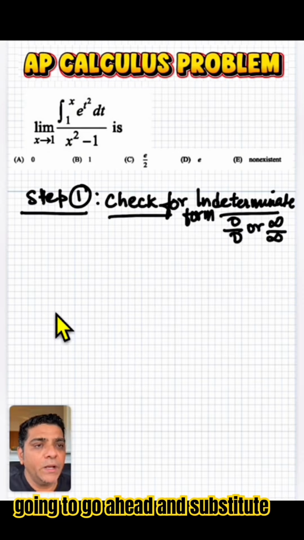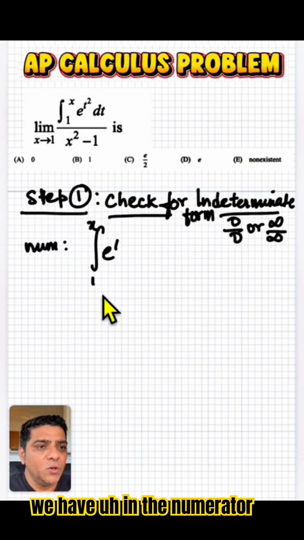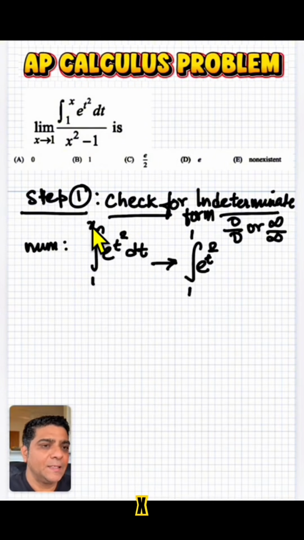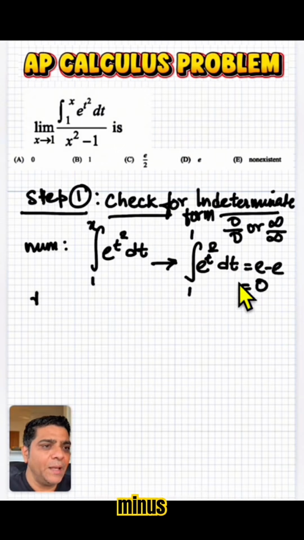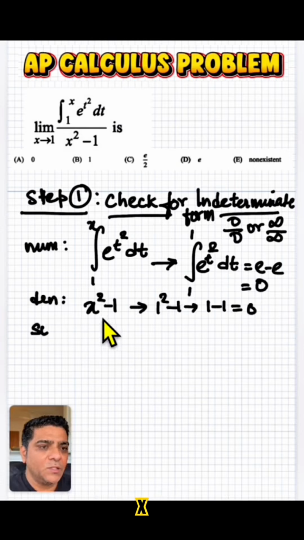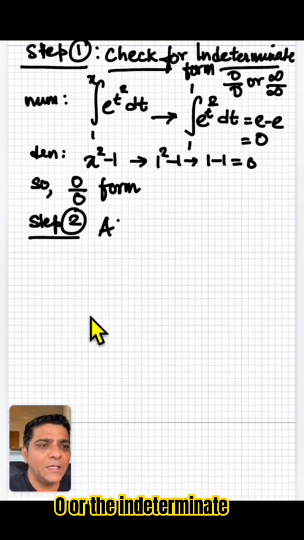So we are going to substitute x equals 1. In the numerator, we have the integral of e to the power t squared dt with x as the upper bound, and when you substitute 1 for x, you get e minus e, which is equal to 0. In the denominator, x squared minus 1 is 1 squared minus 1, which is 0. So it's in the 0 over 0 indeterminate form.